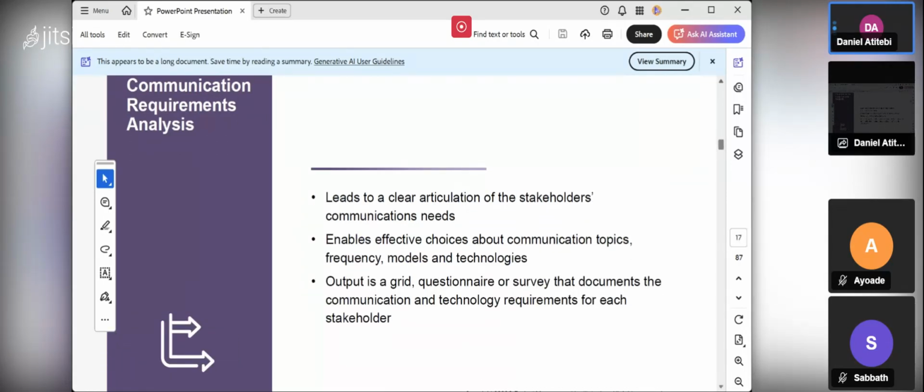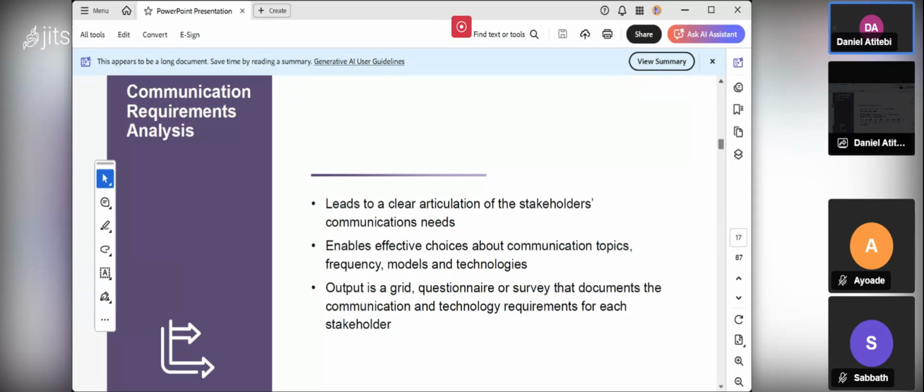Then you need to carry out what they call communication requirement analysis. This one helps you to do what? Lead to a clear articulation of the stakeholder communication needs. Like I've explained to you before, some stakeholders will tell you that you can't get me on WhatsApp, you can't get me online, you can get me through my phone at a particular point. So you know the communication needs of the stakeholder. You know the kind of report a particular stakeholder needs to have. You understand me?